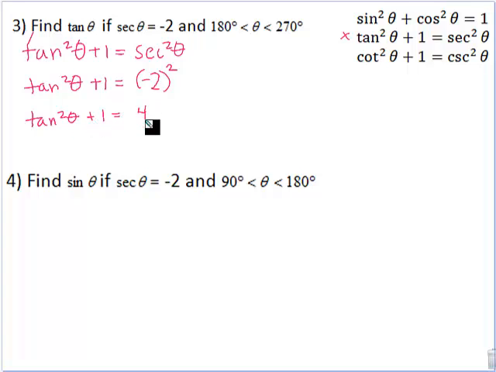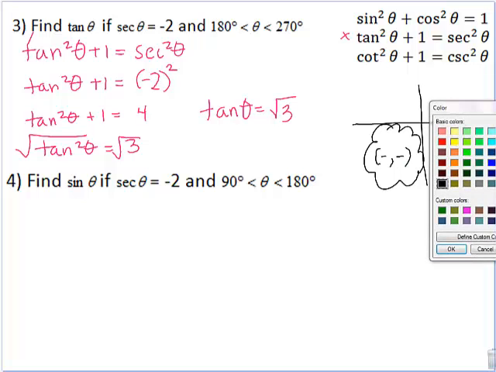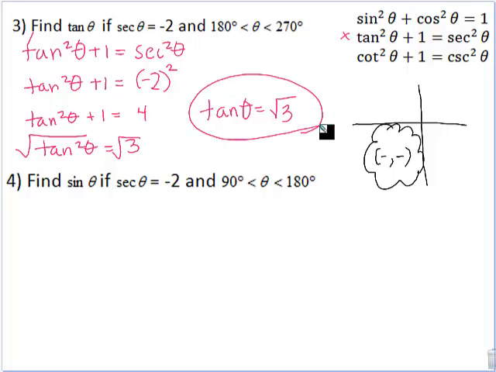How do we get the tangent alone? Subtract 1. So tangent squared of theta is equal to 3. And then how do we get tangent? Square root. So tangent of theta is the square root of 3. And then we are in the 180 to 270, third quadrant. So what are our signs for cosine and sine in the third quadrant? Both negative. And how do we get a tangent from sine and cosine? So we divide them. So what happens when we divide two negative numbers? They cancel and becomes positive. So we would just say tangent of theta is our positive square root of 3.